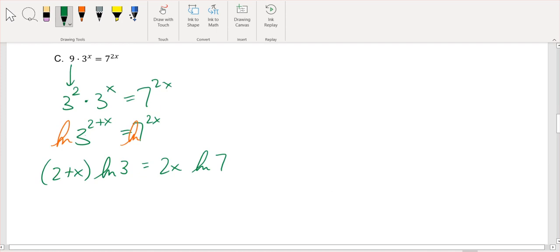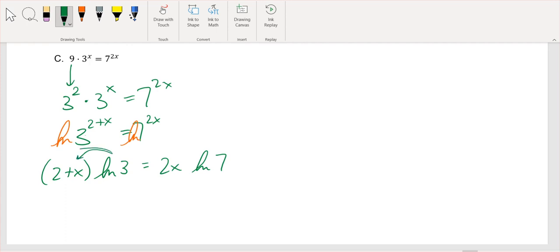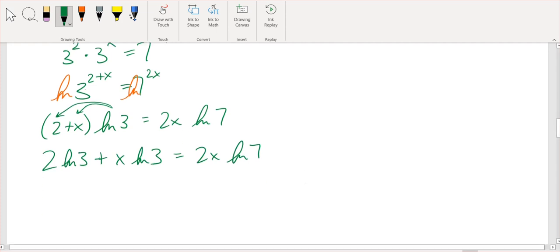All right, now comes the hard part. We're still solving for x here. We want to get x alone. So we want to get x on one side of this equation. So we probably want to distribute this. So we've got 2 natural log 3 plus x natural log 3 equals 2x natural log 7. So we want to get the x stuff alone. So let's move this to the other side.